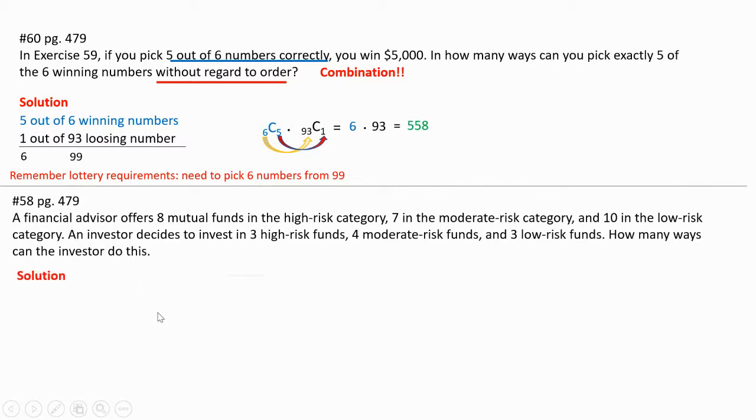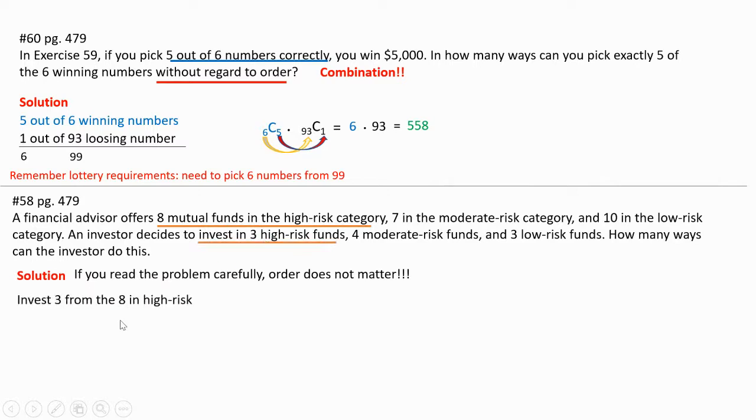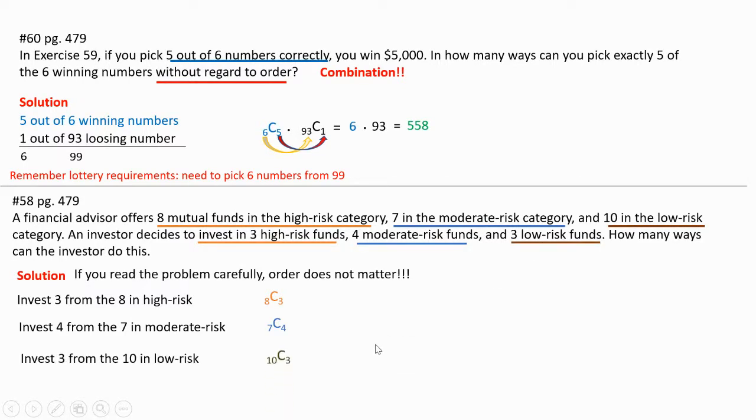Okay, so let's get the information here. This will be a combination, right? From the 8 that are high risk, I want to pick 3. So it's going to be 8 combination 3. And then from 7 moderate risk, I have to pick 4. So it's going to be 7 combination 4. And for the low risk, if there's 10 and I want to get 3, it's going to be 10 combination 3.